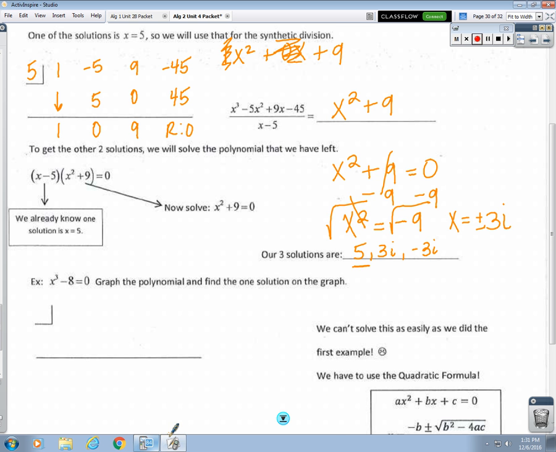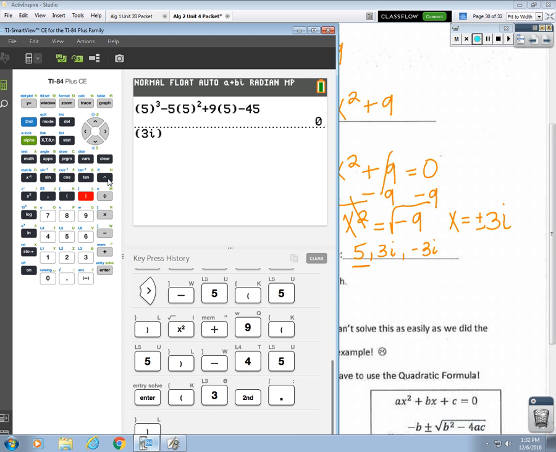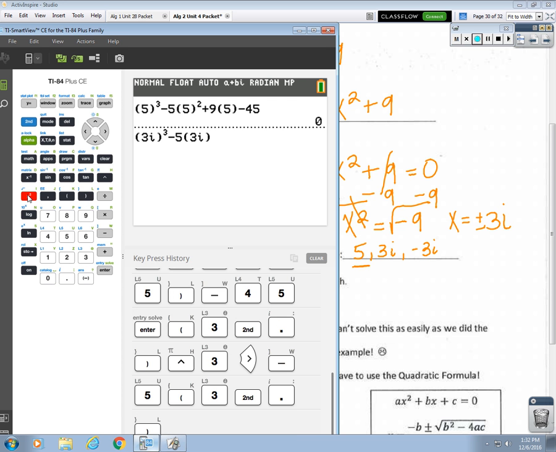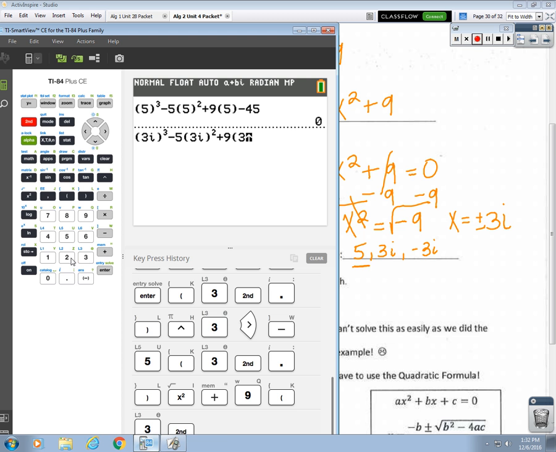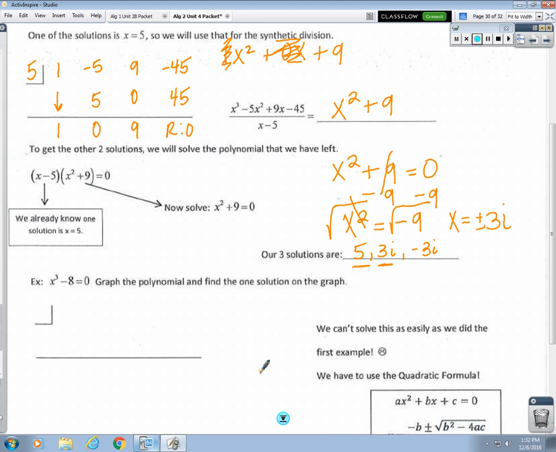Now let's check our imaginary. So 3, but to get that i that's in blue, you have to hit second. And then cube it. And then minus 5x, which I'm putting in a 3i for, squared, plus 9 times x, which is 9 times 3i, minus 45. Okay, so now I'm checking to see if this is my second solution. It gives me 0, so it is.